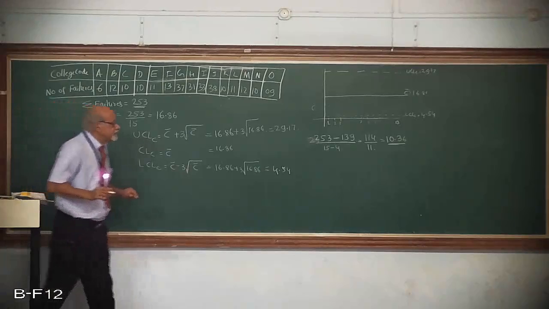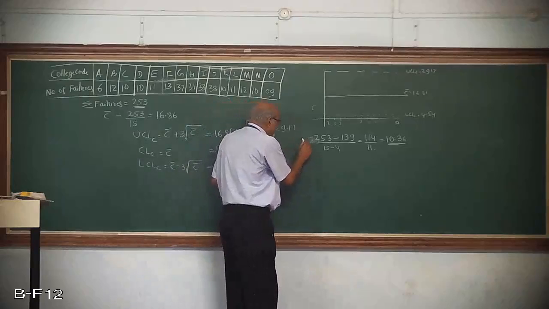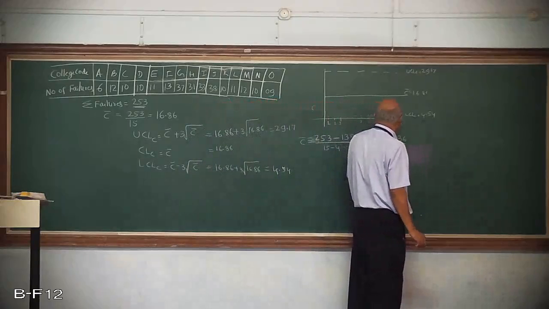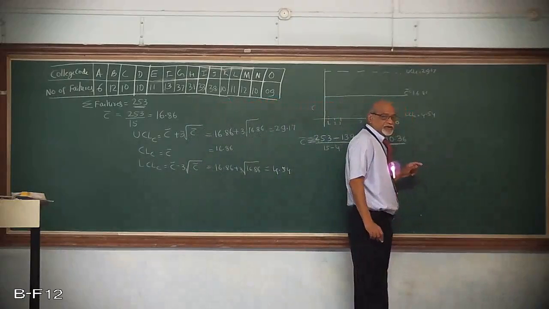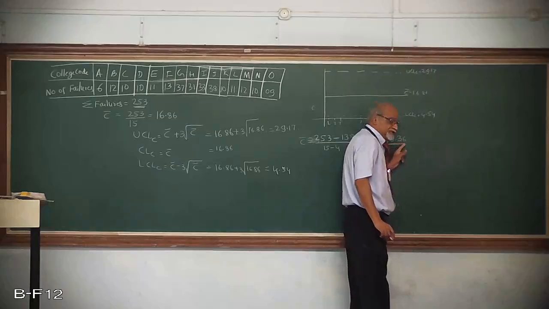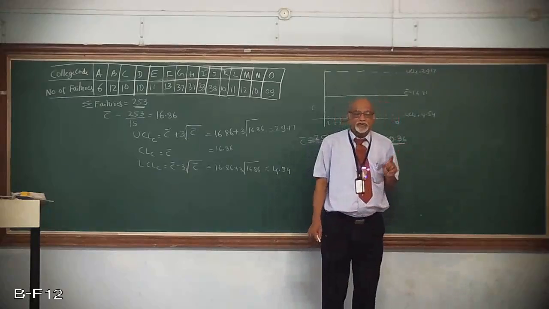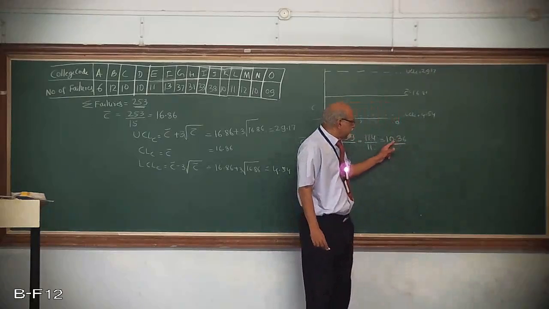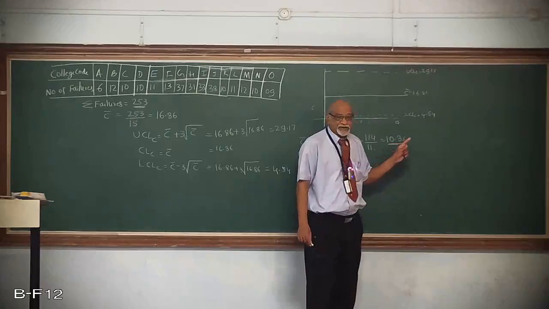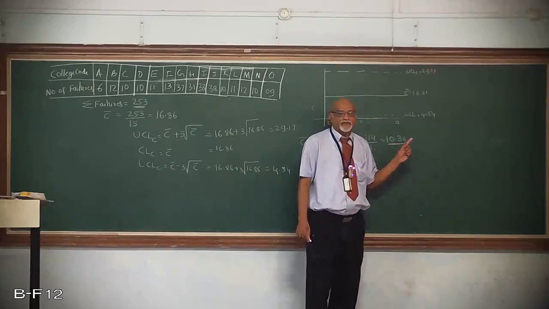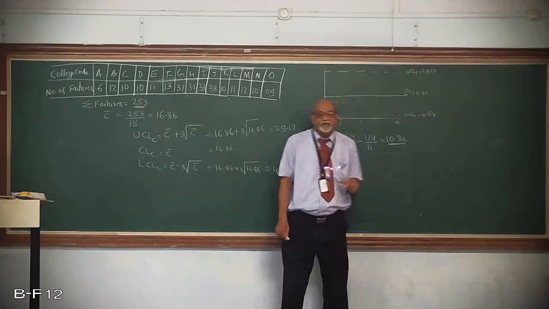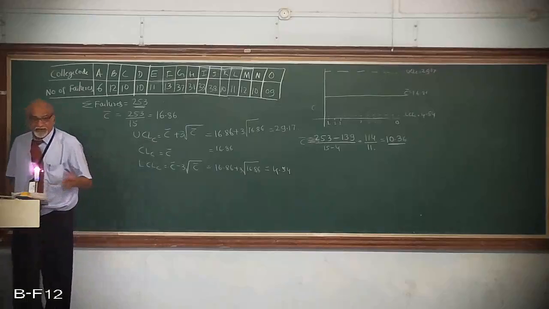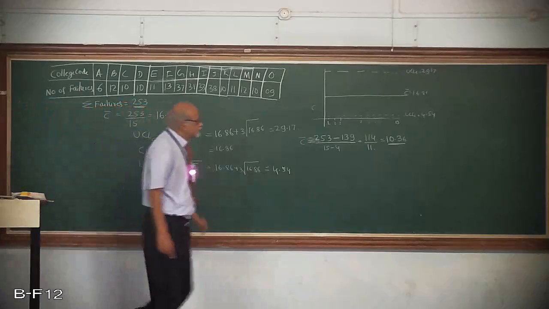10.36. Now this is the C bar, the revised C bar. Now we are going to find the upper control limit for this. That means 10.36 plus 3 times the square root of C bar. Even if we consider it approximately, the square root of 10 is 3 point something. So the upper control limit works out to be around 20.